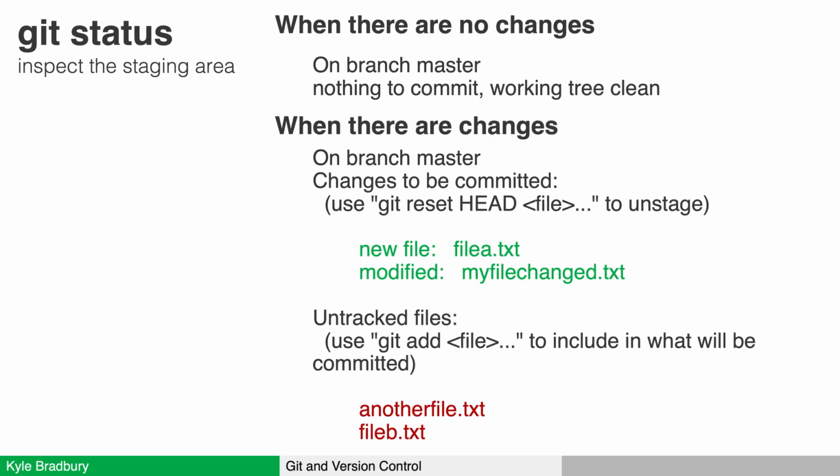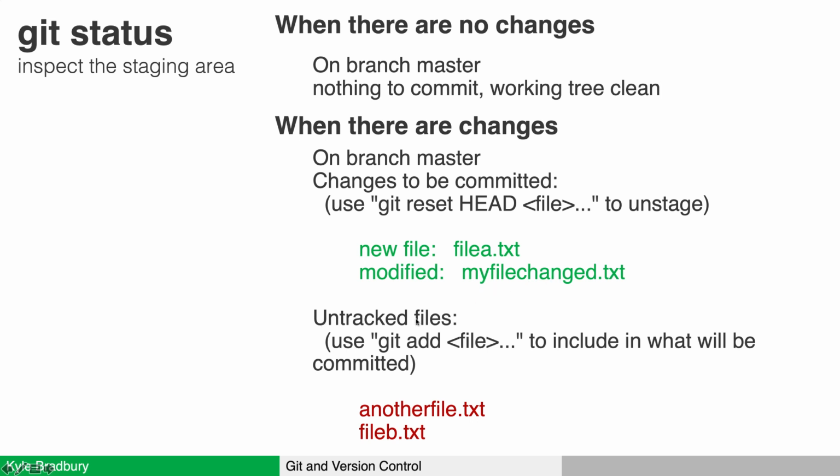But now when there are changes, you see something different. So on branch master, changes to be committed. Here's a list of them. And so here, there's a new file. So maybe it's file a.txt. It's been added. It wasn't there previously. And there was a previous file that's now been changed. Some of the content of it has been changed, so it indicates it is modified.